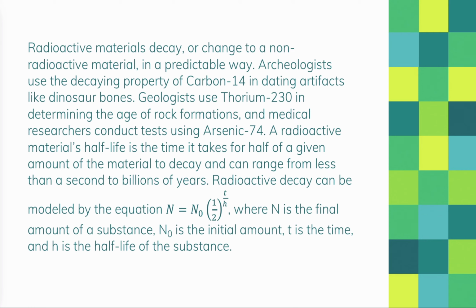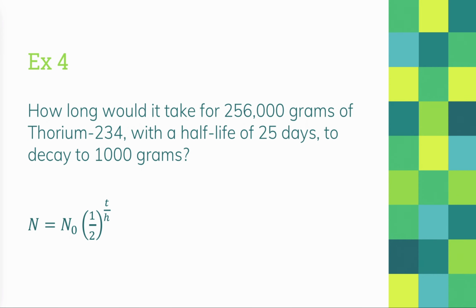Radioactive decay can be modeled by the equation N equals N0 times (1/2) to the t over h, where N is the final amount of the substance, N0 is the initial amount, t is the time, and h is the half-life of the substance. So how long would it take for 256,000 grams of thorium-234 with a half-life of 25 days to decay to 1,000 grams? So 1,000 grams is our final amount.